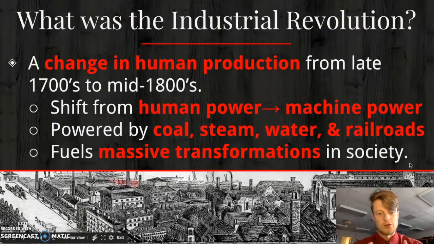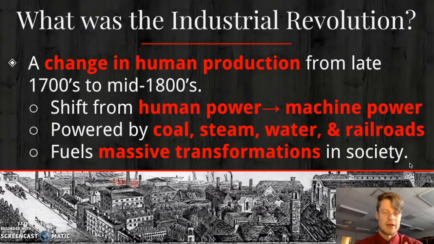So what was the Industrial Revolution? Well, the most simple definition you can probably give for it is that it's a change in human production from roughly the 1700s to mid-1800s. And really, there's a whole bunch of different ways that we can define this shift. It's a change from things being human-powered to being machine-powered. So we now have tools that are much more efficient. It's powered by a whole series of things: coal, steam, water, railroads, you name it, and the Industrial Revolution is probably powered by it. Other things like oil and electricity will come along later in the second Industrial Revolution. But the Industrial Revolution really does fuel some massive transformations in society.